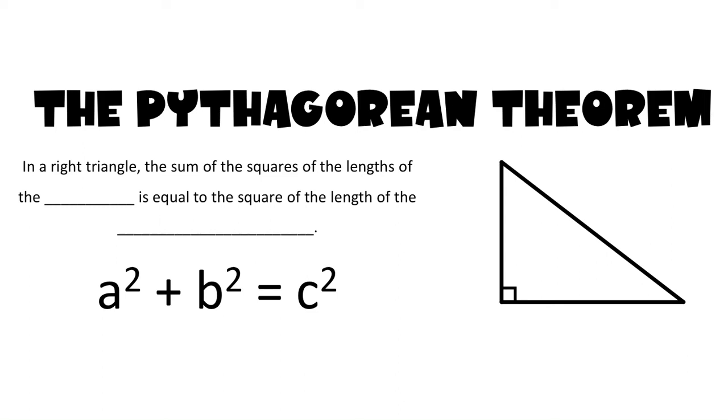Today we are going to learn how to use the Pythagorean theorem to solve mathematical problems. So, what is the Pythagorean theorem? Well, in a right triangle, the sum of the squares of the lengths of the legs, or the two shorter sides, is equal to the square of the length of the hypotenuse, or the longest side. We use the formula a squared plus b squared equals c squared to represent this.